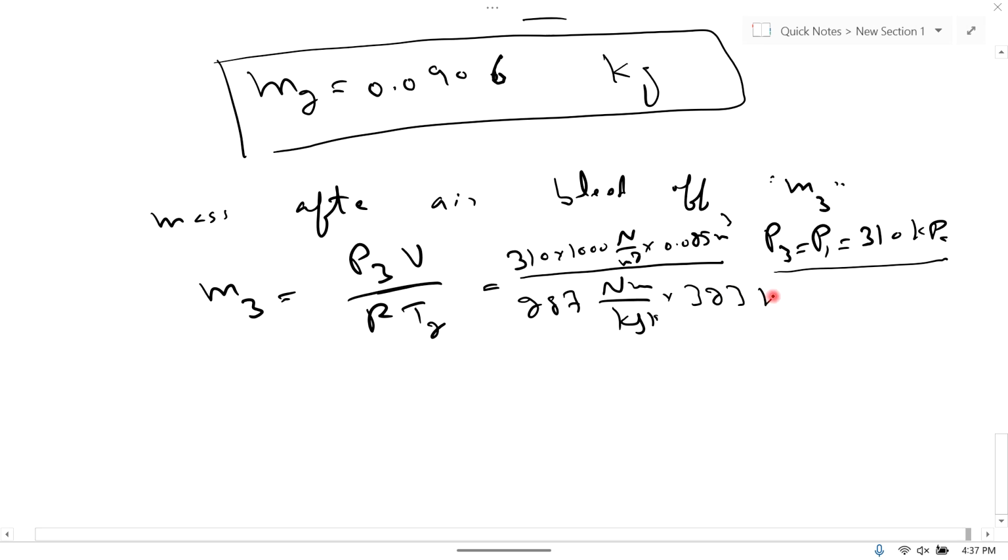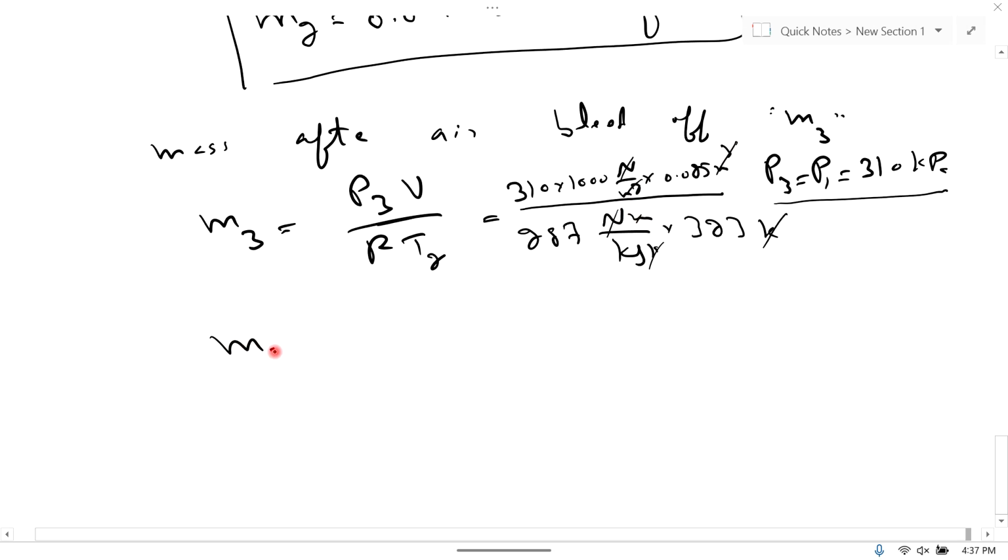So Kelvin cancels with Kelvin, Newton with Newton, and per square meter with meter cube cancels with meter cube. Simplifying this, the final answer is 0.0836 kilogram.